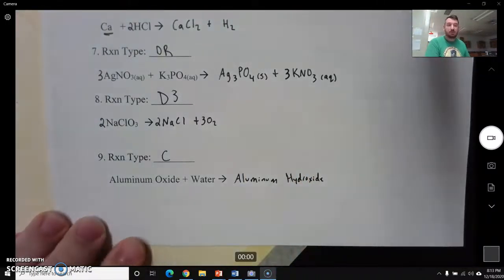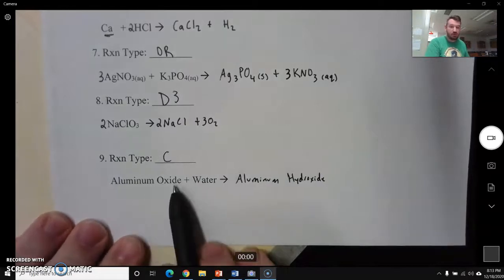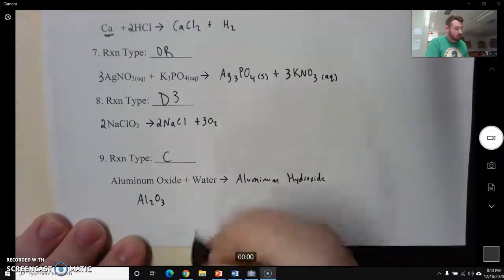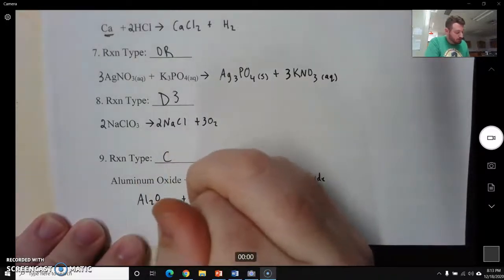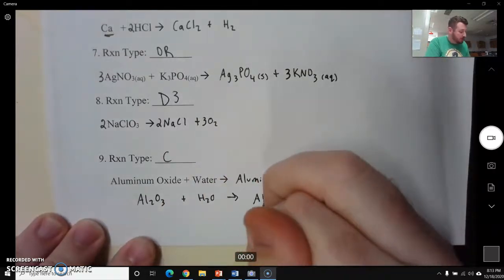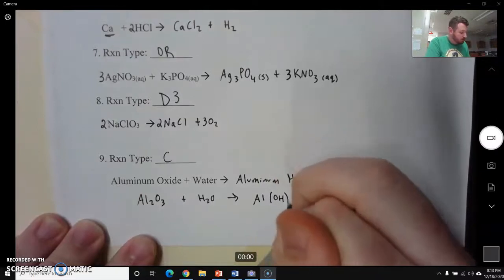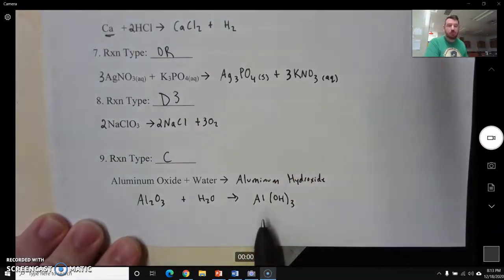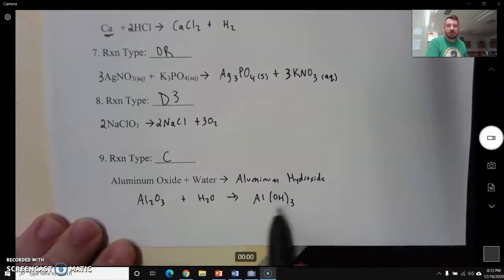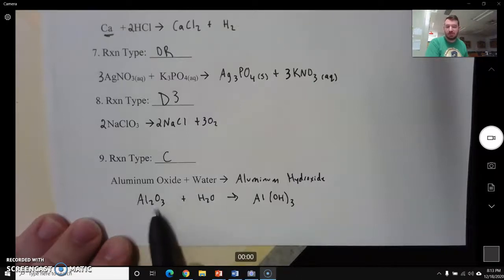All right, and then we'll need to convert this all into our formulas. So aluminum oxide would be Al2O3 plus water, H2O, produces aluminum hydroxide, which would be Al(OH)3, right? Because aluminum has a positive 3 charge, hydroxide negative 1, right? And hydroxide being polyatomic, we need the parentheses to show if we have more than one polyatomic ion in this compound.